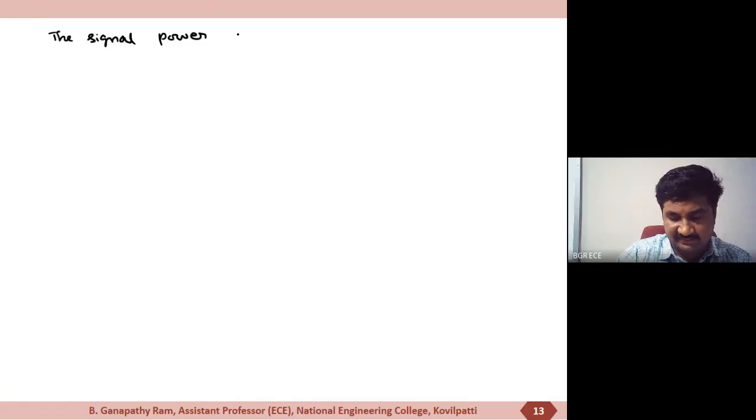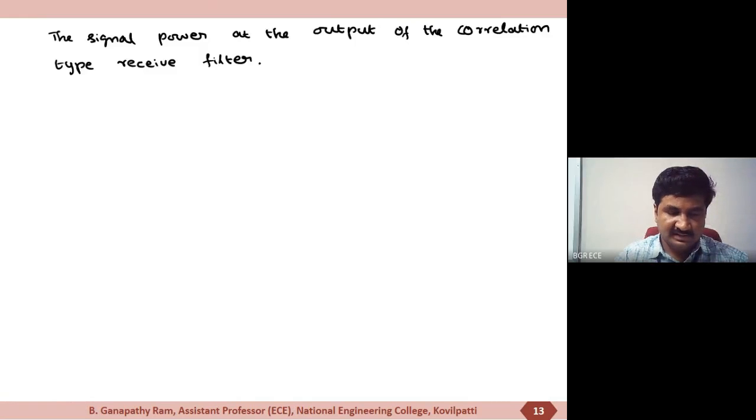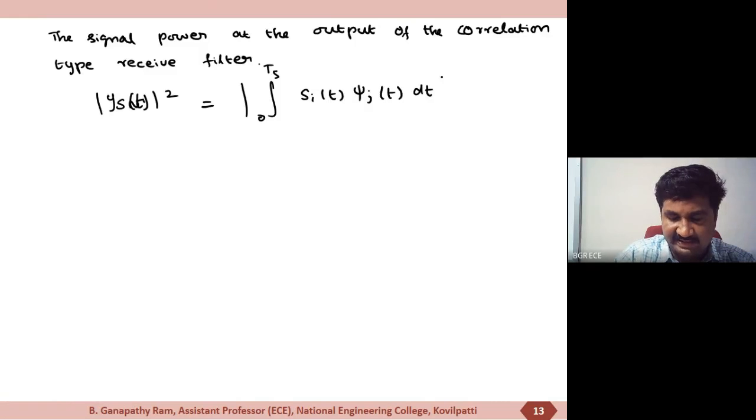Now let us discuss the signal power at the output of the correlator receiver, which is given as ys of t the whole square, which can be written as integral over 0 to ts si of t into psi j of t dt the whole square.